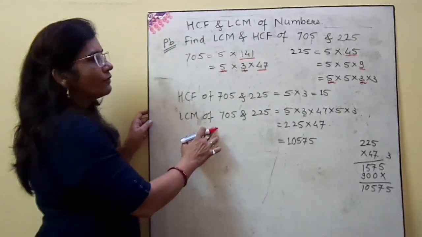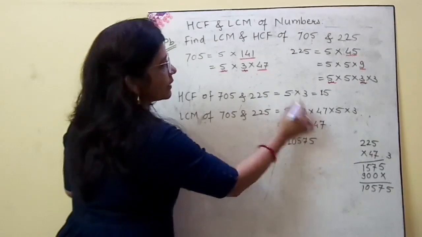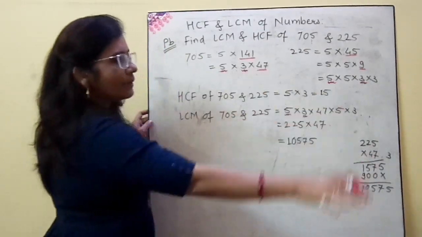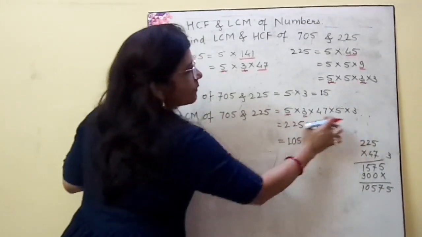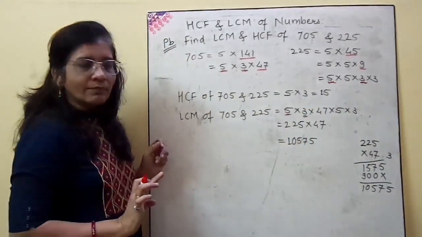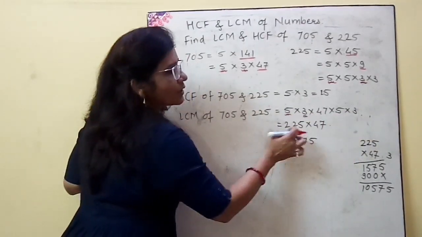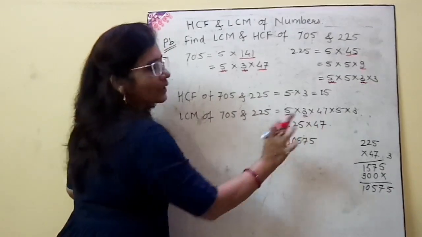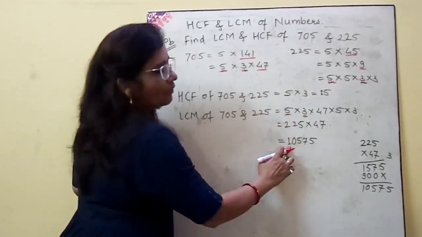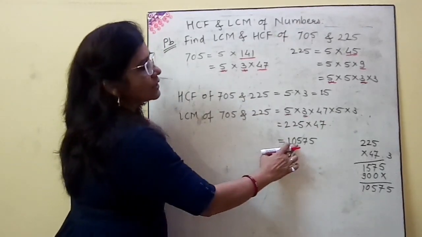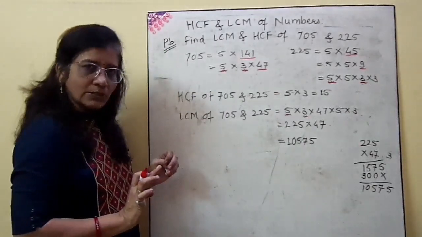Now for the LCM, we write all the common factors once, so 5 and 3 once, and all the remaining factors once: 47, this 5 and this 3. We have to multiply all these numbers. 5 into 3 is 15, 5 into 3 is 15, 15 squared is 225, and 225 into 47. I have done the multiplication here for your understanding. So 10575 is the LCM of these two numbers. Okay, thank you.